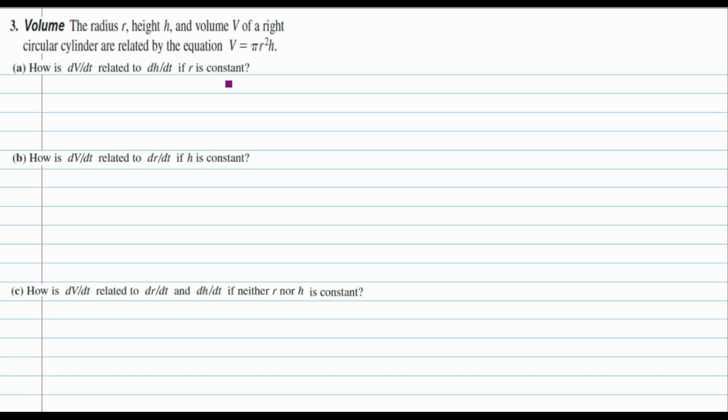So if your radius is staying constant, which means this right circular cylinder's radius is staying constant, but the height is growing, and therefore the volume is growing as well. So volume is a function of t, pi r squared is a constant, but h is a function of t.